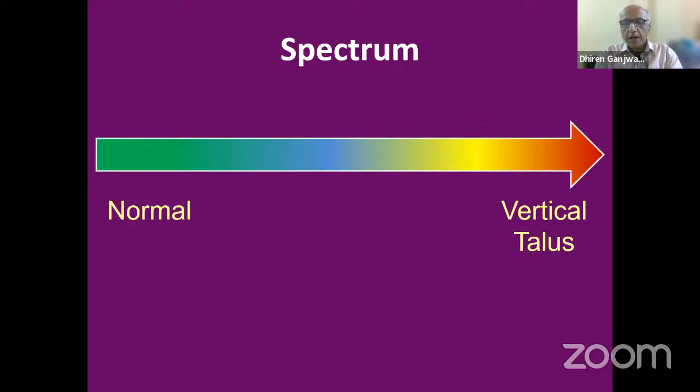Then we came to a possibility, not a conclusion, that it could be a different population: that the study with a good result has milder cases, while the study with a poor result has a more severe vertical talus. And that's the reason we are not able to compare, or say why one study has a better result while the other has not.